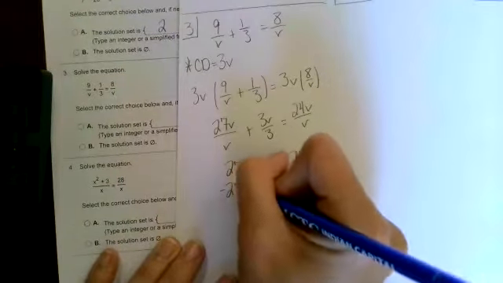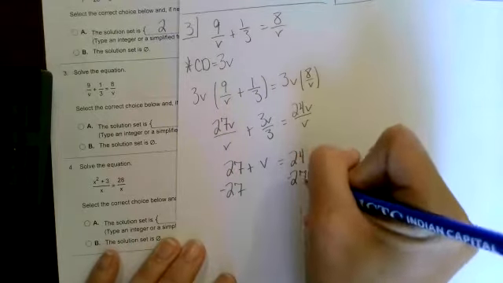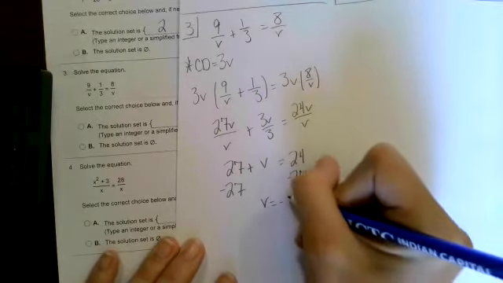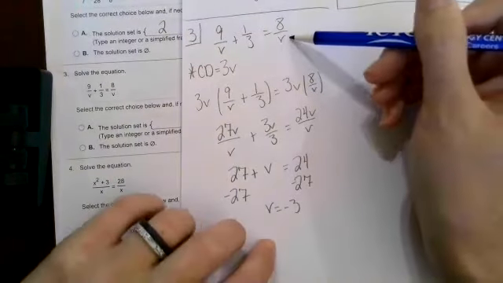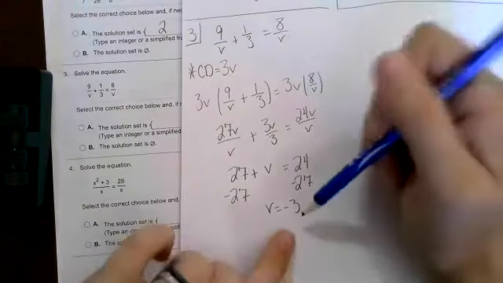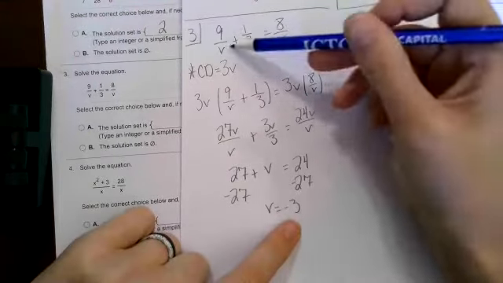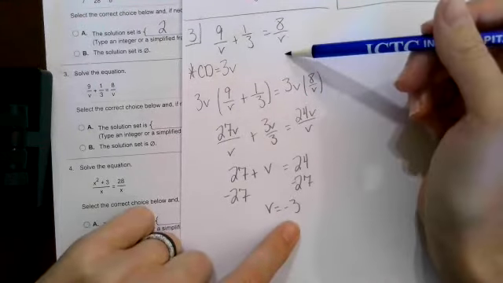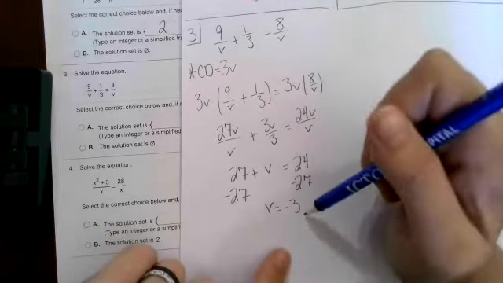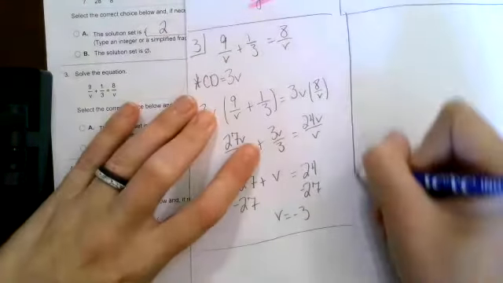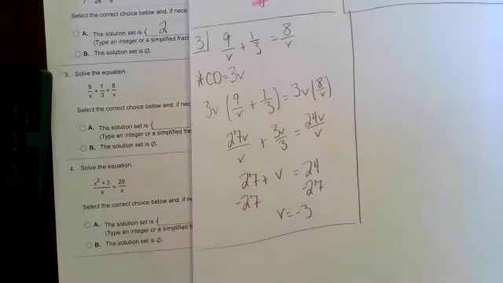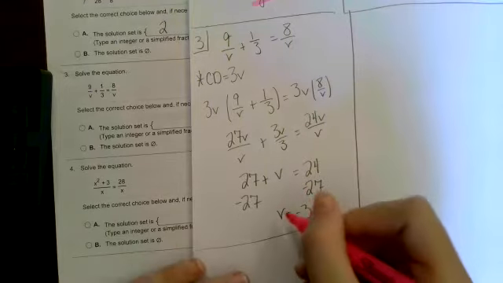So subtract 27. v equals -3. Now then, since we have variables in the denominator position, we check this. If I put -3 here, it's not going to make the denominator be 0 on either of them. So this is still a solution. If it did make it 0 anywhere, it'd be undefined, and then it would not be a solution.